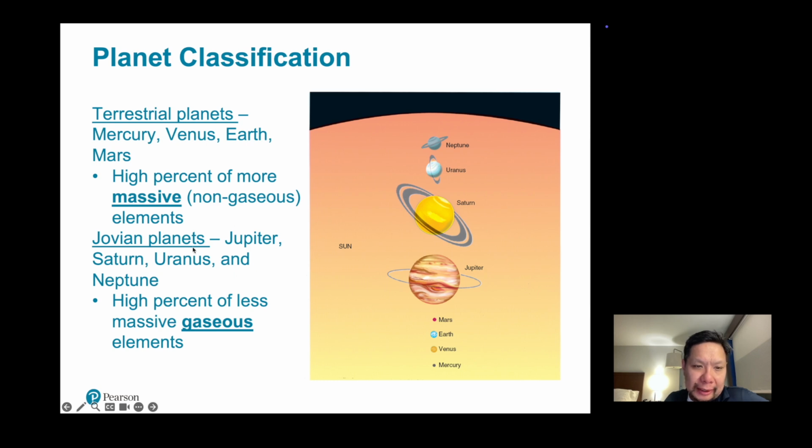But then we have the Jovian planets. And the Jovian planets are much larger. They're further out in the solar system because they're lighter, so they can travel further. And so those are Jupiter, Uranus, and Neptune, right? And most of their mass is made of gaseous elements.